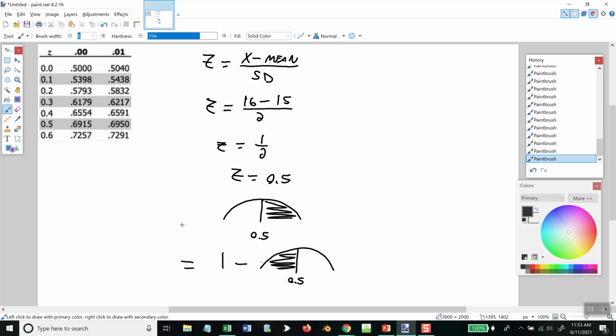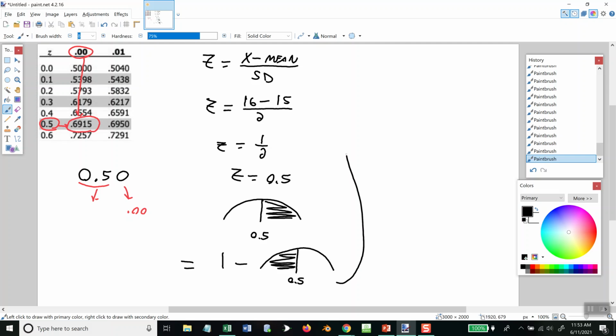Now I'm going to look up the 0.5 in my table. Remember, if you don't have the hundredths place, there's a default 0 there. This is the first part of my number, and this is going to be my hundredths place, so that'll be 0.00. So I locate 0.5 on the left side, my hundredths place is 0.00, and the intersection of those is going to be my value.